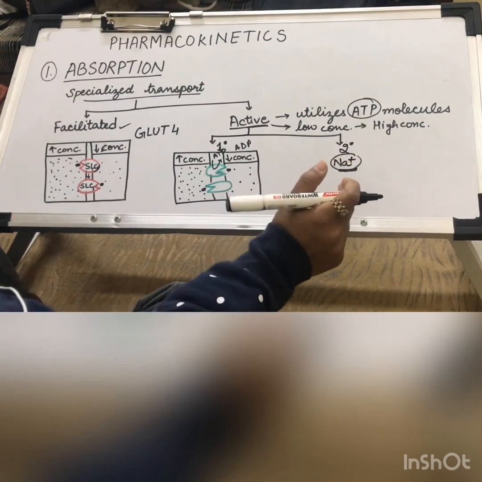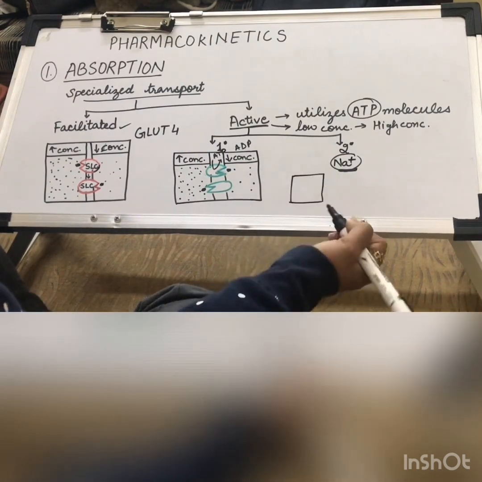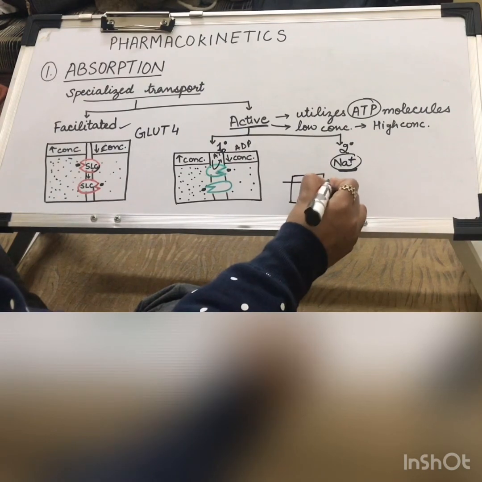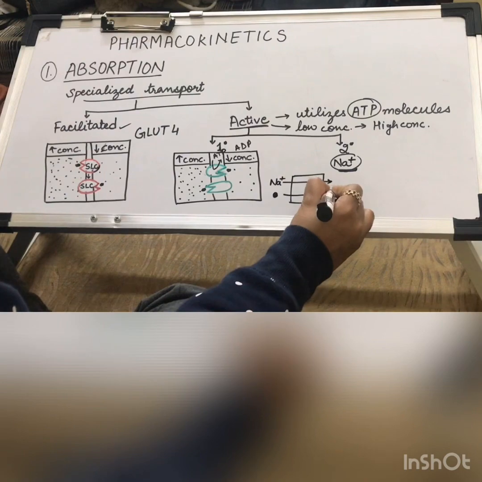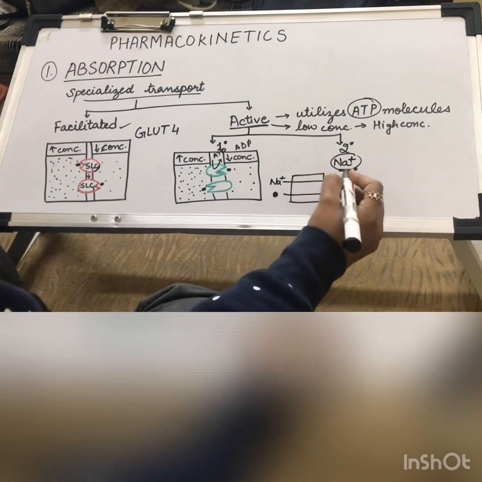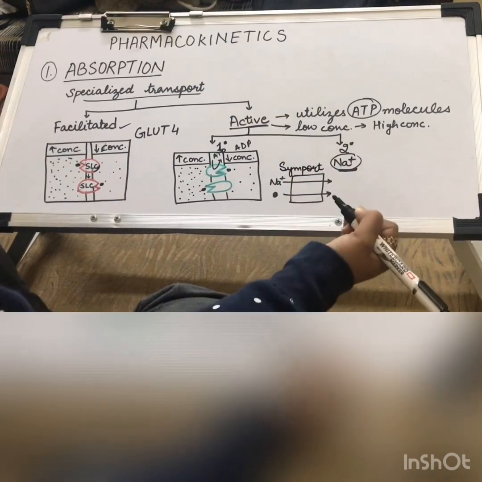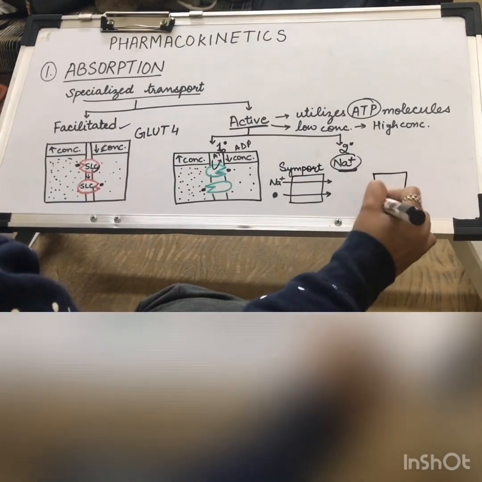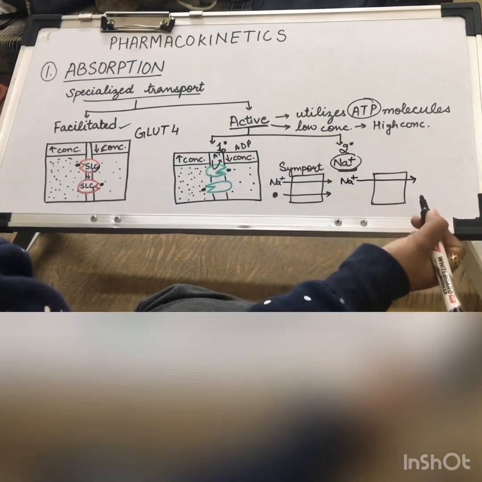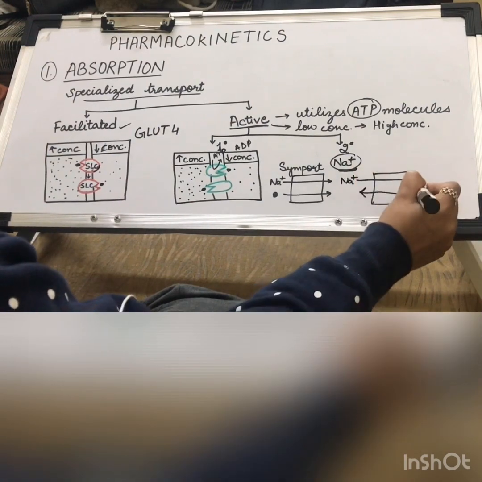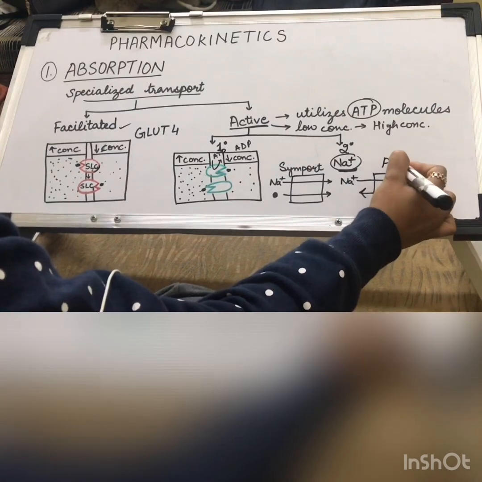These are of two types. Suppose this is your carrier and it is taking your sodium ion and your drug molecule in the same direction, then this is known as symport. And if your carrier is taking your sodium ion towards one direction and drug molecule to the opposite direction, then this is known as antiport.